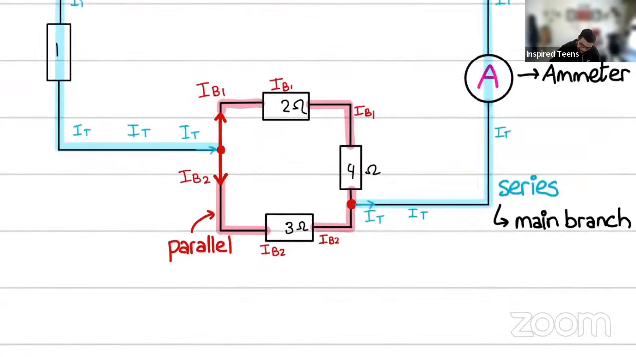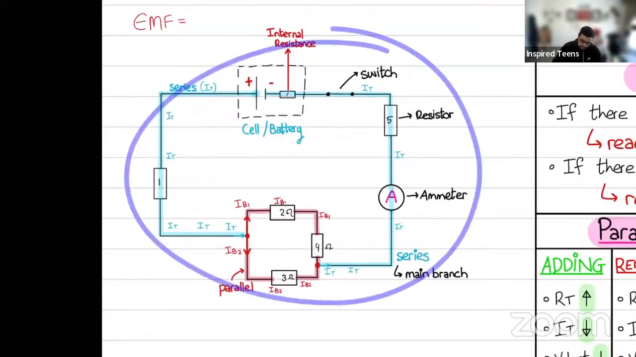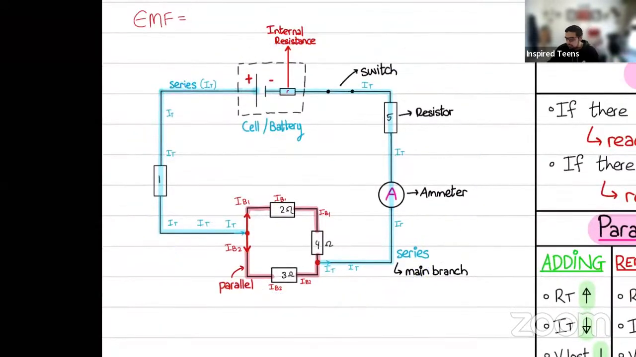But if I had to put an ammeter here, what is it going to read? It's going to read I branch 1, whatever I branch 1's current is. If I put an ammeter here, what is it going to read? It's going to read I branch 2's current, whatever I branch 2's current is. Okay, so just keep that in mind. Very important, understanding the difference.